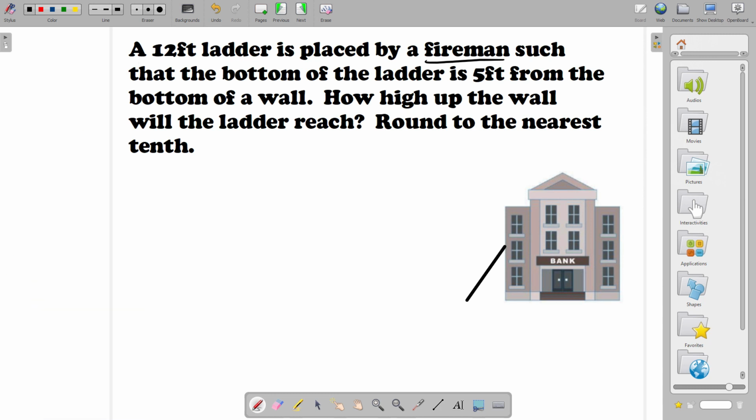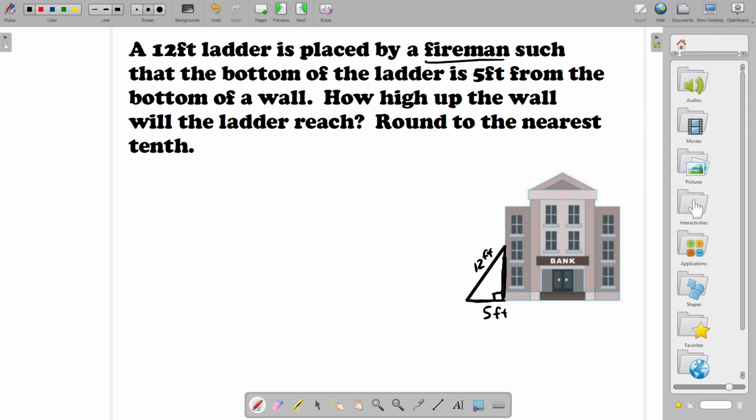Back to the problem. A 12-foot ladder is placed by a fireman such that the bottom of the ladder, so here's our ladder, the bottom of the ladder is 5 feet from the bottom of the wall of our building, and the ladder is 12 feet, we said. We want to know how high up will this ladder reach, given that we put it 5 feet away from the wall and leaned it up against the wall.